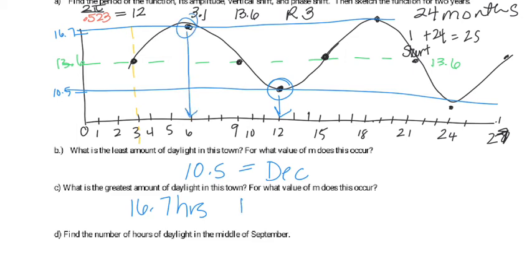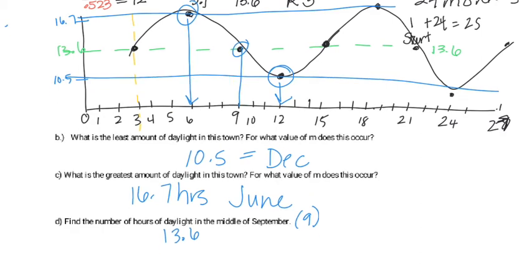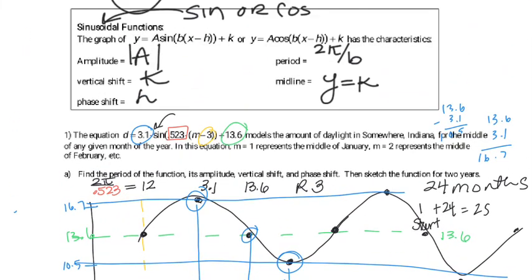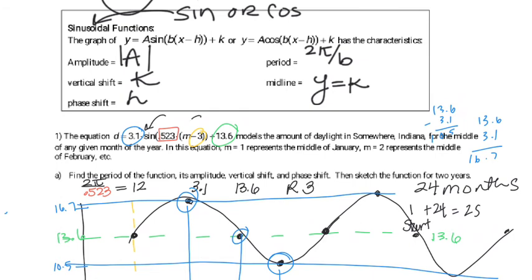6, and that's June. Find the number of hours of daylight in the middle of September. That's month 9, and I think 9 is on our graph here. So that will be 13.6. The last one, though, is not. It says, evaluate the function when m equals 7 and state what the answer means. So you need to come back up here and put in 7 right here and say what the answer means when you do that. I'm going to let you do that. You're going to use your calculator for that. There is our first example.